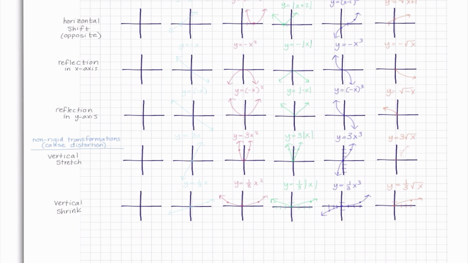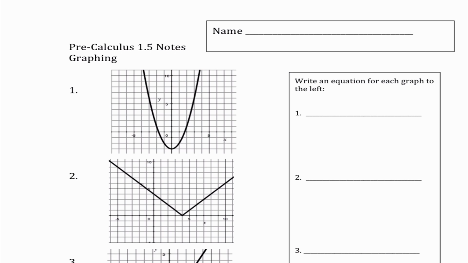So now we're going to transition and take a look at some specific graphs and try to figure out what the equation would be. Okay, so now we're looking at the other note handout, and we are going to look at these graphs and determine what the equation should be. I'm going to be writing down the types of transformations we see just to help me out.